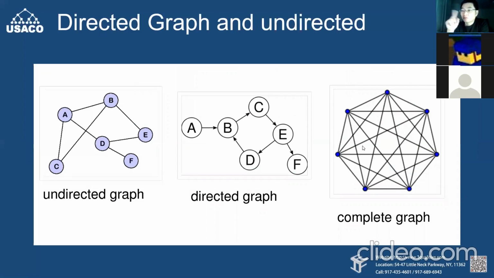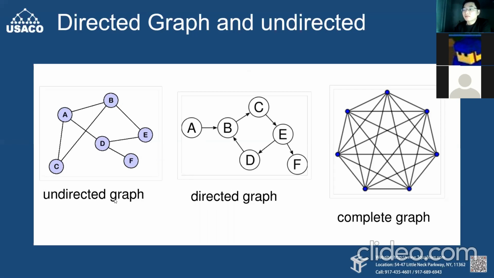Okay, so which means there's no pointer or direction. It doesn't have to be from A to B or from B to A. They just connect. You can go from A to B, or you can also go from B to A. But a directed graph means it has direction, right? It can only be from A to B. B can only go to C, cannot go to D because it has direction. Okay, so it's different.